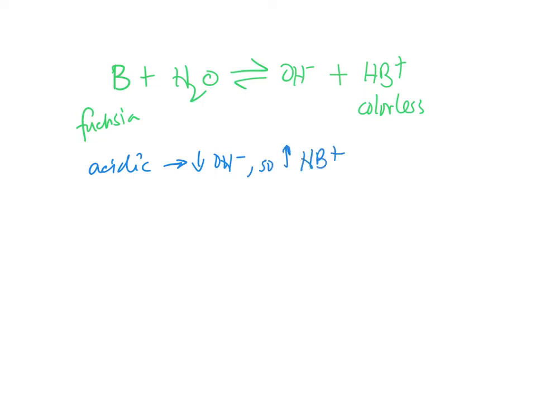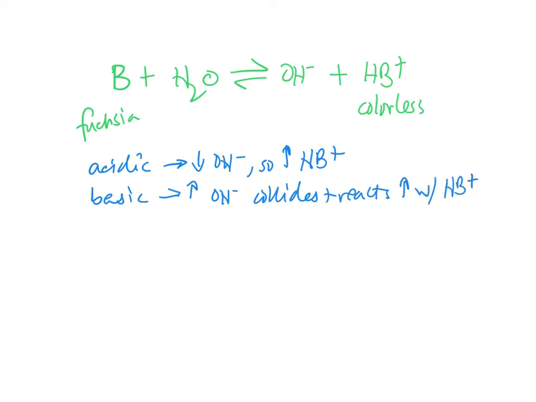And of course, the reverse is true when there's a lot of OH minus. When there's a lot of OH minus, it collides and reacts more with the HB plus, and that uses up the HB plus, and so you get less HB plus, and you get more B. So you get a lot less of the colorless substance, a lot more of the fuchsia substance. And you guys know from doing that lab in Chem 2, one drop can certainly make all the difference.